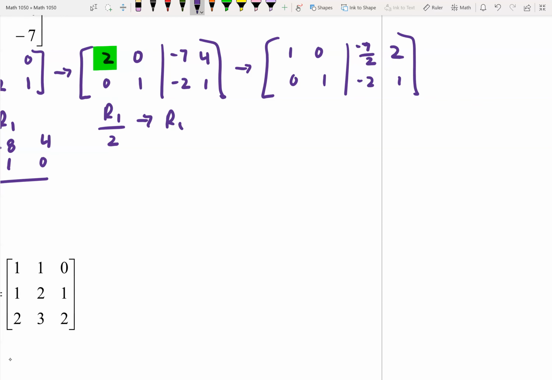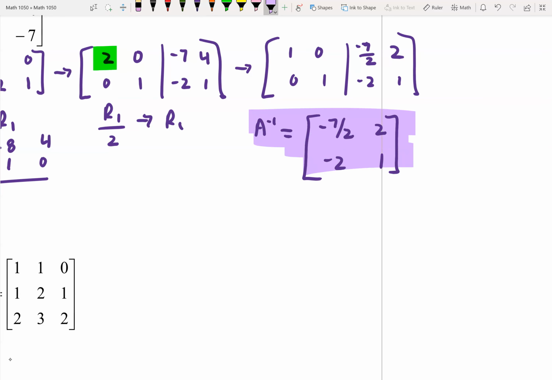So then the question is, what is the inverse? So we're going to say the inverse is the right side. -7/2, 2, -2, 1. Highlight that answer, and that's how you have to report it.